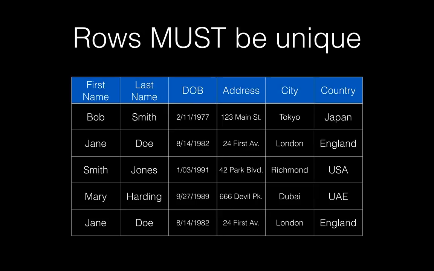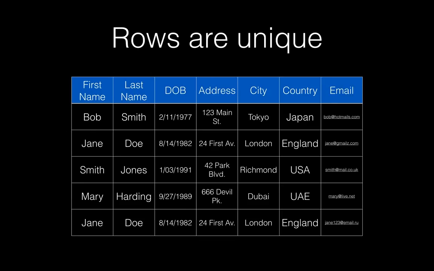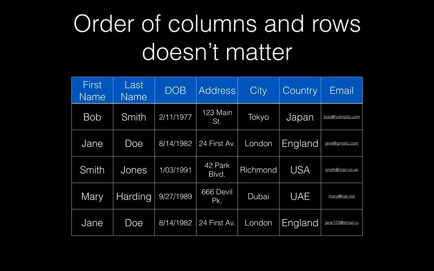In order to make the rows unique, all we have to do is add a unique column. While Jane and Jane may share the same name, date of birth, and even address, city, and country, it's very unlikely that they'll share the same email address, so we give them a unique row by allowing them to identify their email address, and we call that a primary key.